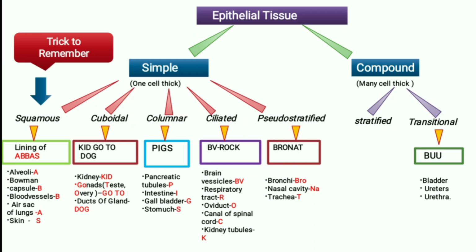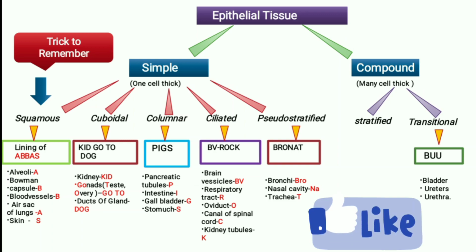First trick is lining of a bus. If you learn this sentence, lining of a bus, it means you can easily write the location of any epithelial tissue. So the first one is alveoli, stands for A. Bowman capsule stands for B. Blood vessel stands for B. And air sac of lung stands for A and skin stands for S. So after combining all these alphabets, it becomes a bus. So the lining of a bus is the trick for squamous location.